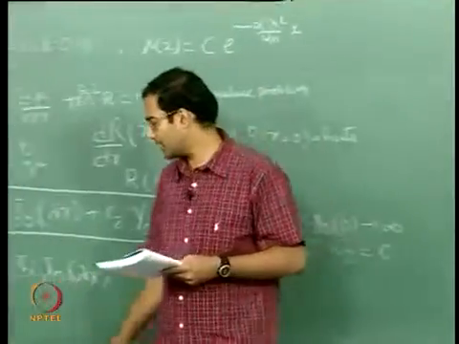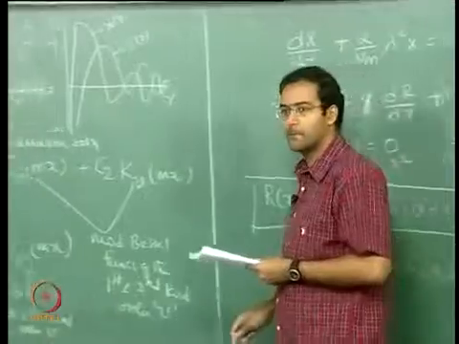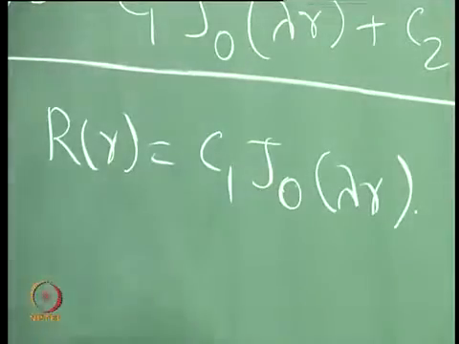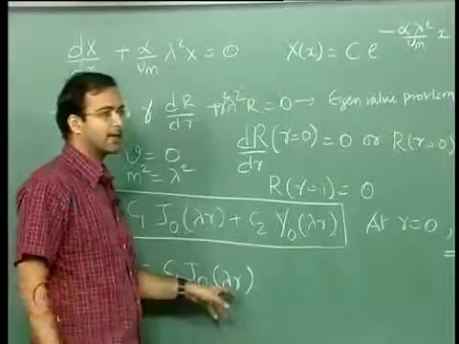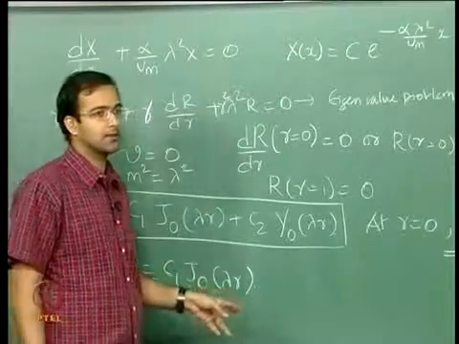Okay, now again I can find out the constant C1 by applying the other boundary condition. So now the thing is, I should also know what is the eigenvalue here, because the eigenvalue is also undetermined.